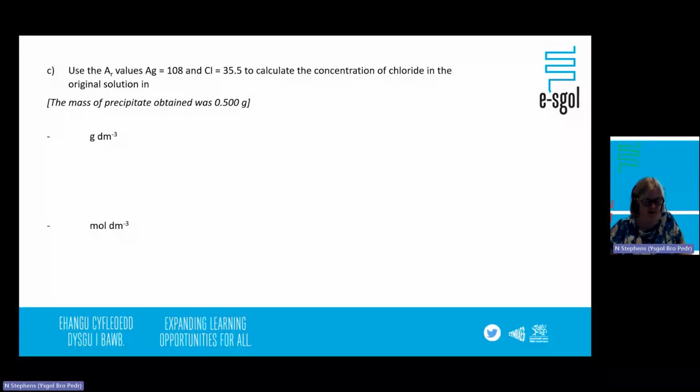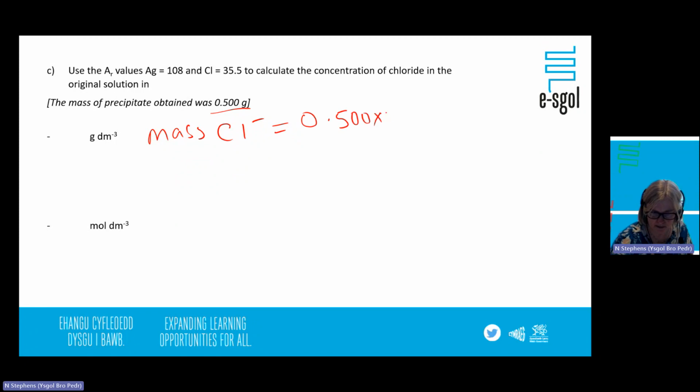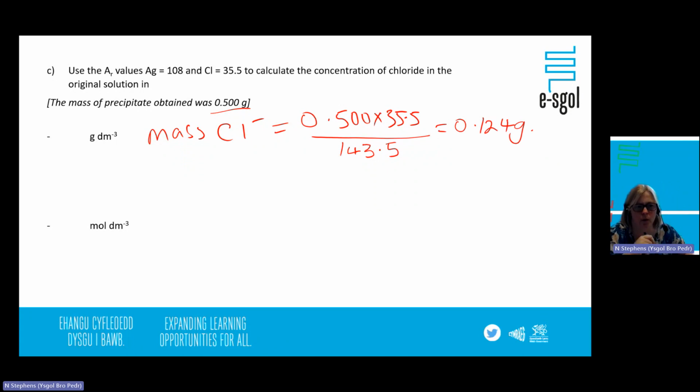But the first thing to do for this one is, if you think about the fact that in 0.5 grams, how much chlorine was that, or chloride then? So the mass of chloride, in this case, would be 0.500 times 35.5 divided by the molecular mass of silver chloride itself, of course, which add up 108 and 35.5 will give you a mass of 143.5. Gives you an answer then of 0.124 grams. Well, that's how much chloride there was in the 25 centimeter cubed sample, of course.